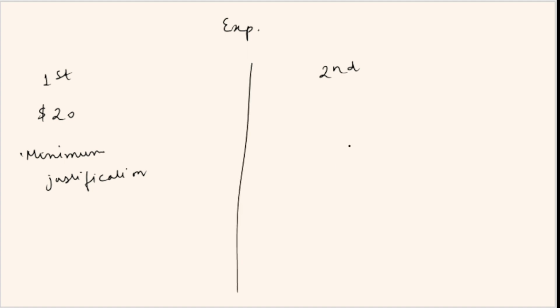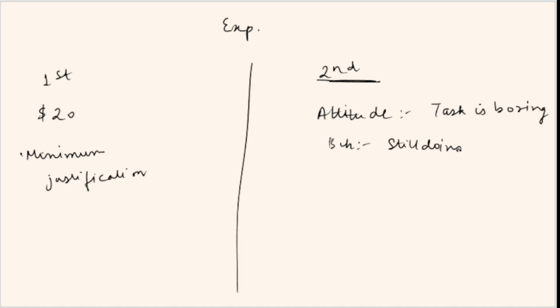So, experiment. There is first group, there is second group. We are clear with the first group now. $20, and there is minimum justification effect. Now people who belong to the second group, what is happening with them? What is their attitude? That the task is boring. What is their behavior? Still doing the task and telling others that the task is not boring.